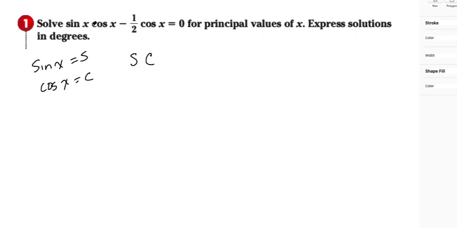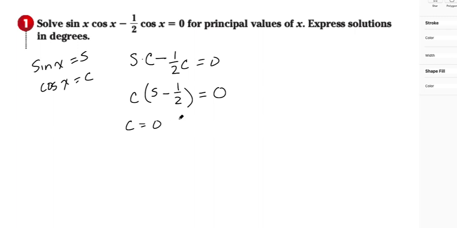So sine times cosine minus 1/2 the cosine is equal to 0. If this were an algebra problem, we totally would factor out the c. And so we'd have c times (s minus 1/2) equal to 0. Now that we have this, if this again were an algebra problem, we would recognize that c could equal 0, and s minus 1/2 could equal 0, right? Because we know if two factors multiply to give us 0, then one of those factors or both of those factors has to be 0, right? One or both.